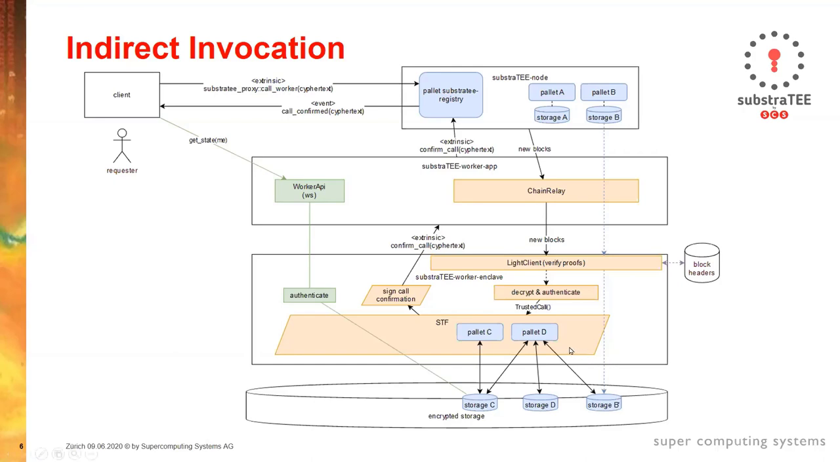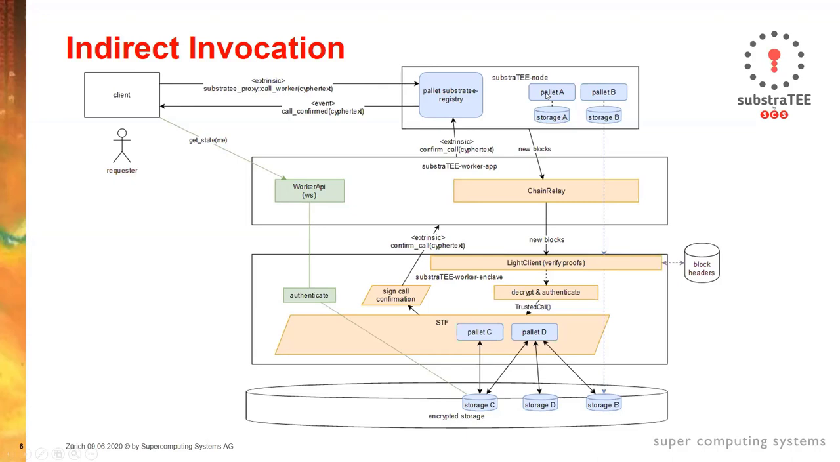But there is more, because pallets interact. If they are on chain, one pallet can query the state of another pallet. What we just recently delivered a week ago is the functionality that now pallet C or pallet D can actually interact with pallet B. So it can read the on-chain storage of pallet B, and because we have a light client, we can verify read proofs, and we can be sure that that is really the state of that pallet. But now we're already going far, so let's stay simple for now.